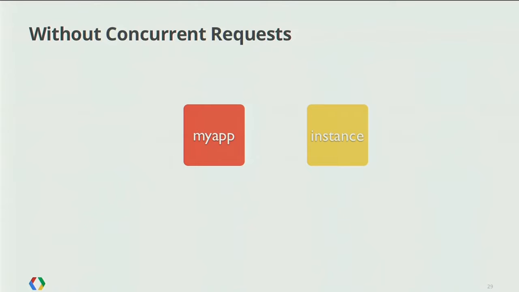OK, so let me explain the actual feature. This is the way requests are handled at a 50,000-foot view without concurrent requests. Let's say you have an application, and you have one instance, so one copy of Python that's not currently handling a request. A request will come in for your application, and App Engine will go, oh, I have a free instance, and it'll forward the request to the instance. It's probably what you expected would happen.